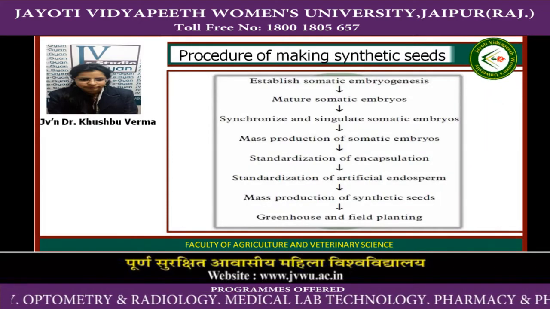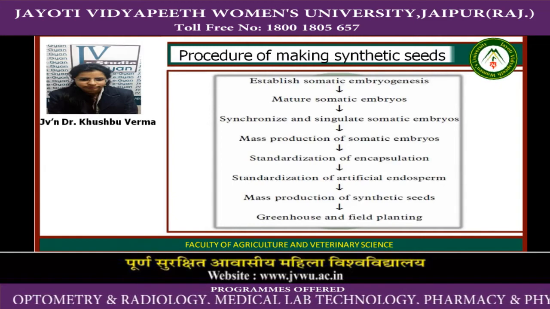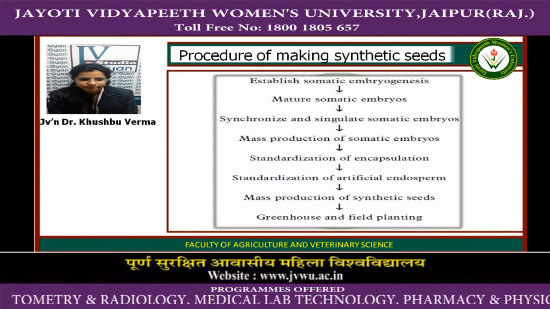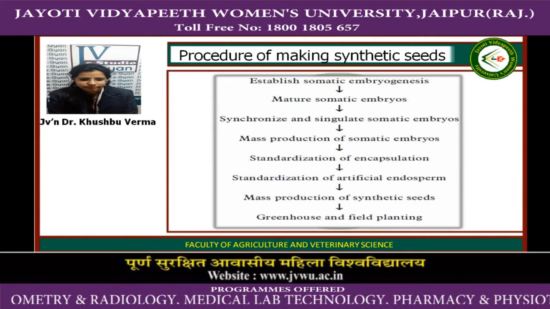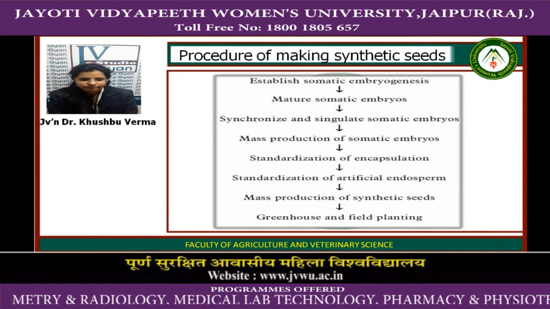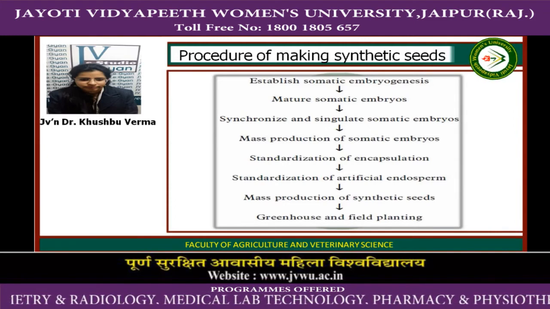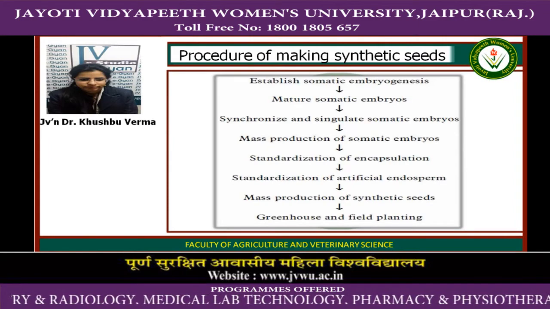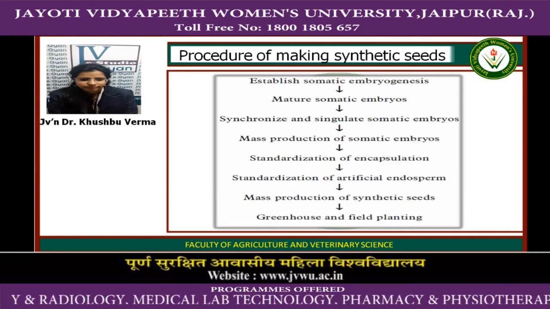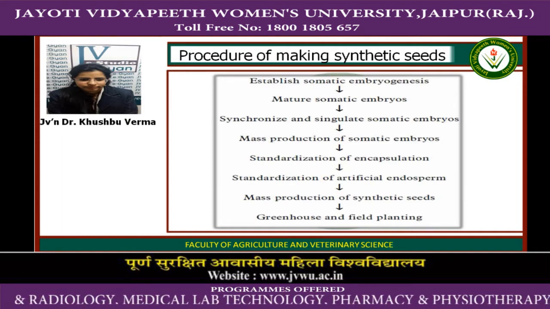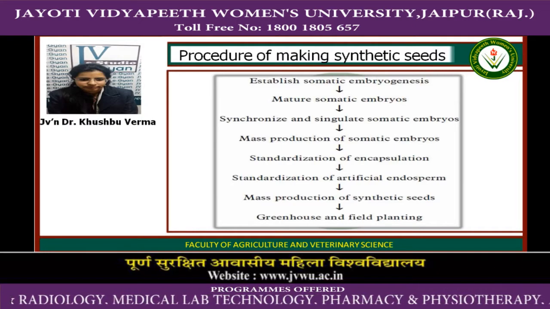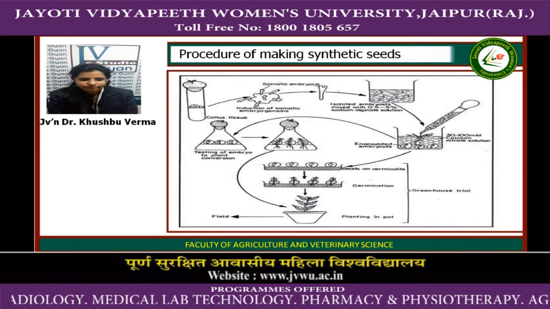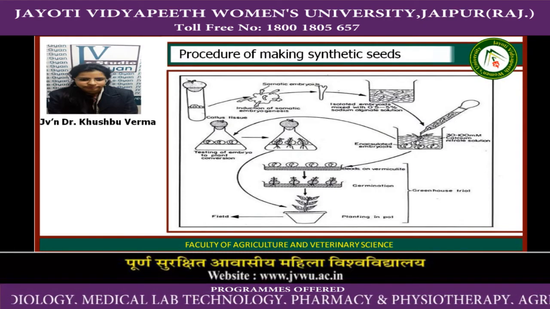Now we will come to the procedure of making synthetic seeds. First of all, establish somatic embryogenesis. Then mature somatic embryos will be isolated, synchronized and singulated. After that, mass production of somatic embryos, and then we will standardize the encapsulation process and the artificial endosperm. Then we will standardize the mass production of synthetic seeds, and after that we will transfer them to the greenhouse and do the field planting. This is the overview of the procedure of making synthetic seeds.